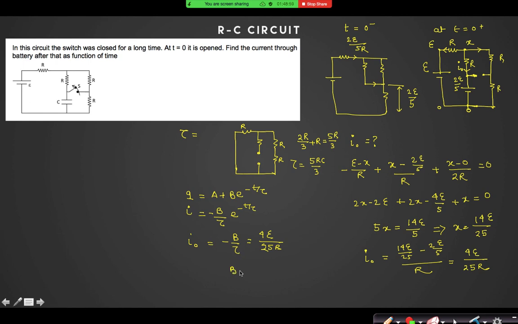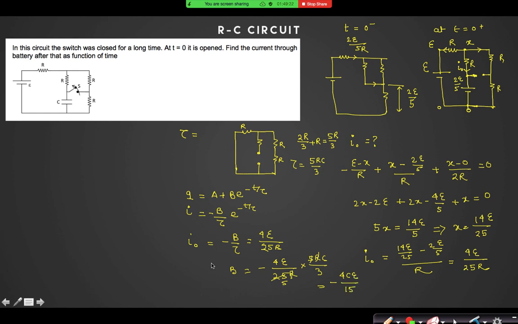So b is equal to minus 4e by 25r into 5RC by 3. Right? R gets cancelled out, 5 gets cancelled out. So that is 4CE by 15. Yes or no? Minus, sir. Minus 4CE by 15. Okay.